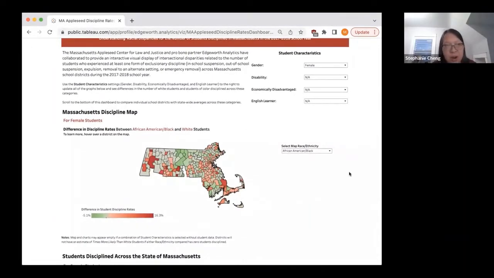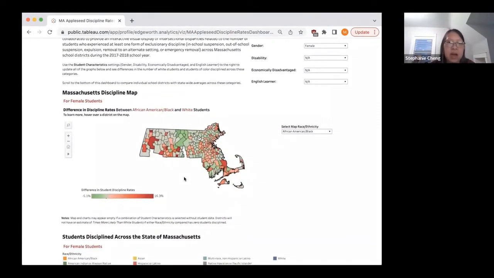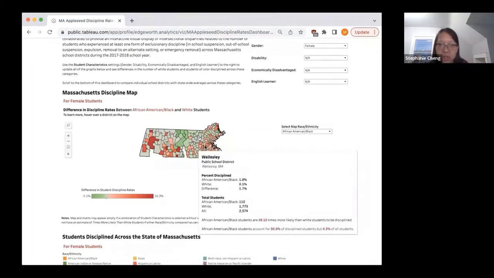So to start off, we have this map of Massachusetts. And as Sheila pointed out, it's currently showing the disparities for female students. As you toggle through those student characteristics, you can change what groups you're comparing. So this is the map currently showing discipline rates between African-American, Black female students and white female students. You can hover on any district and choose a specific district, so Needham or Boston. This will give you more information specifically on the percent disciplined for these two groups of interest, what the difference is between them, as well as the total number of students.